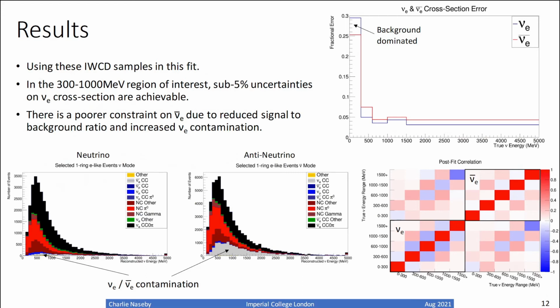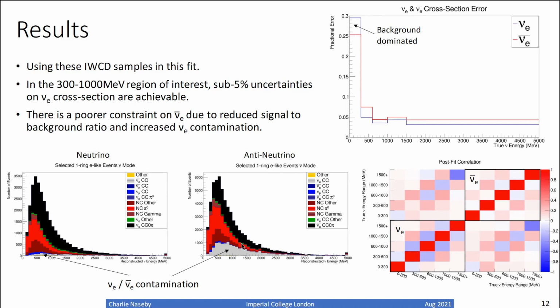So if we take all these considerations and include them in the fit, we can have a look at just the resulting electron neutrino and antineutrino constraint. So you can see that around the region of interest, around 600 MeV, we're able to constrain the electron neutrino cross-section down to the sub 5% level. And for the antineutrino, we do slightly worse, constraining to about the 8% level.